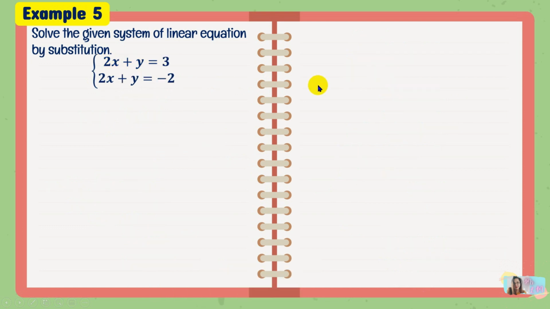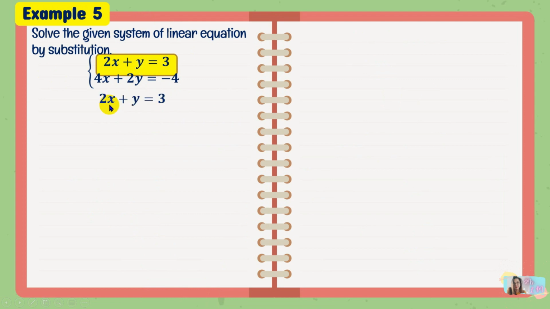And down to our last example. Example number 5, we have here 2x plus y is equals to 3 and 4x plus 2y is equals to negative 4. The first step is to solve for the variable x or y and look for the variable having the numerical coefficient of positive 1. And nasan po dito yung may positive 1? Nandito po sa first linear equation. So, kunin natin yan and then let's solve for y.